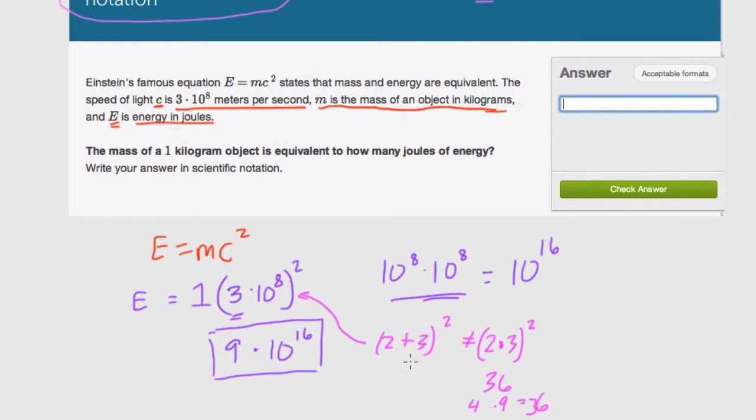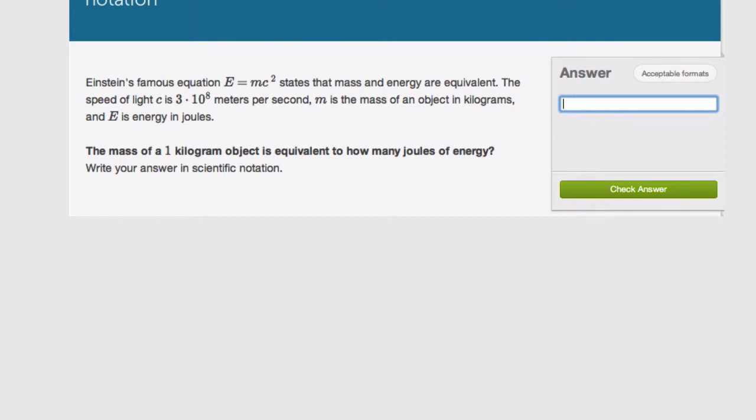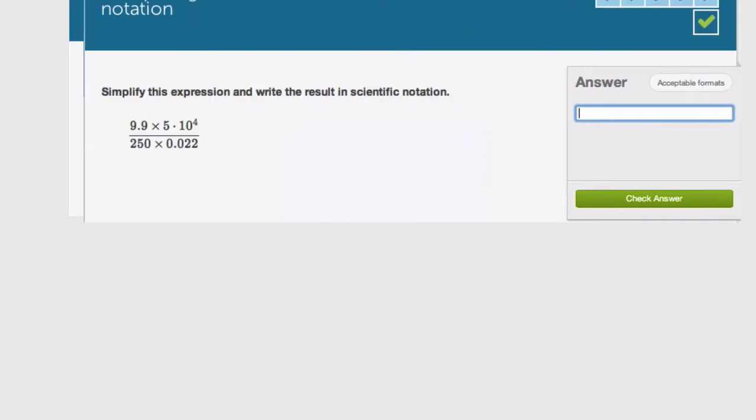But 2 plus 3 squared is what? 5 squared is 25. So when you square two terms that are being multiplied, like here we have 3 and 10 to the 8th, you could just square each individual term. But when you're squaring two numbers that are being added or subtracted, you can't just square each term. You've got to either add them and square everything, or use the distributive property, which we're not going to get into here. Okay, so let's look at maybe 1 or 2 more problems from this module so you get a sense of what's happening here.